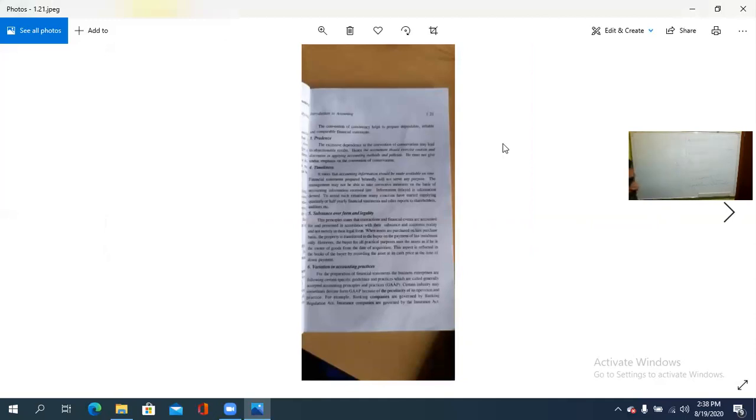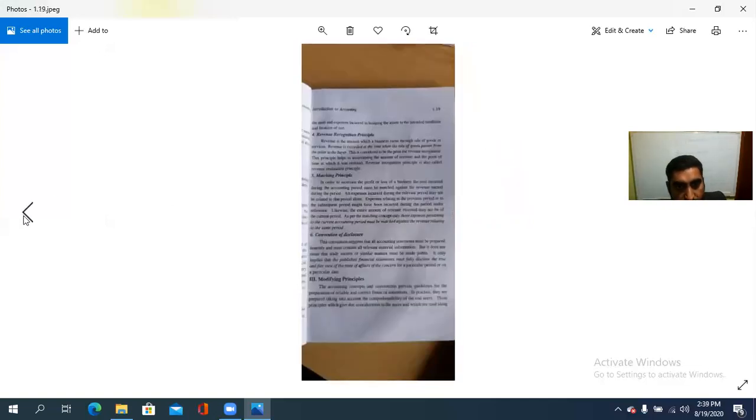So this is the variation in the accounting practices. Each variety of industry has its own practice to be followed. So this is the accounting conventions or principles.